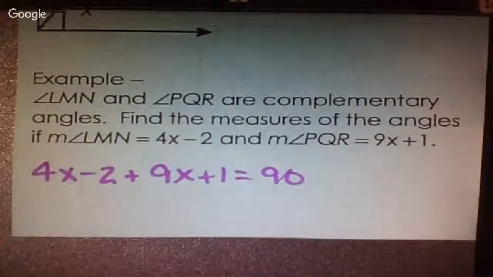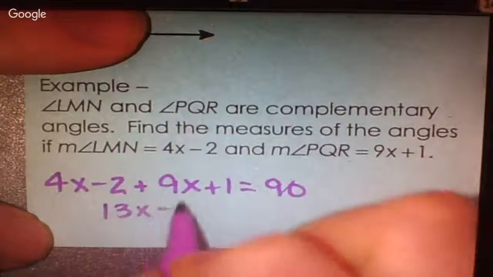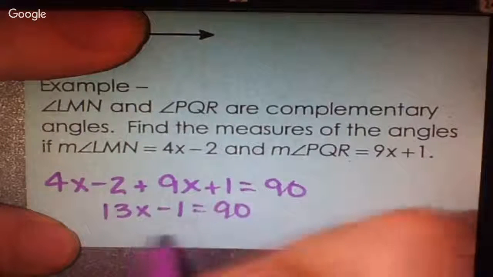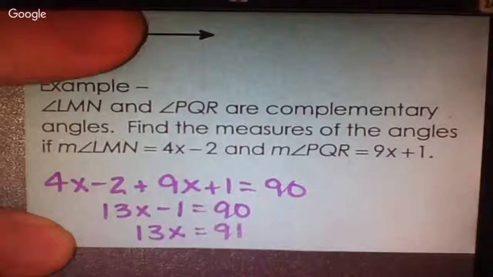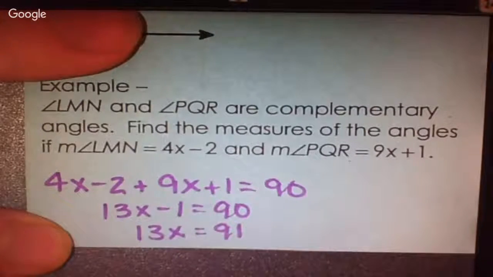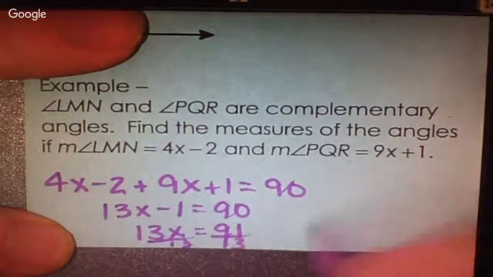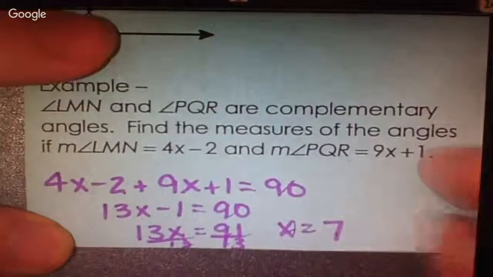Okay. When we combine like terms, I end up with 13x minus 1 is 90. Add 1 to both sides. 13x equals 91. What do I get when I divide by 13? 7.